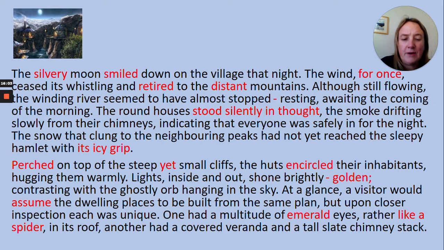Lights inside and out shone brightly, golden, contrasting with the ghostly orb hanging in the sky. And again, there's another use of a dash there, giving me more information, telling me it's golden. And I like that semicolon, and that's something we're going to try and use tomorrow in our writing, to split two closely related clauses.